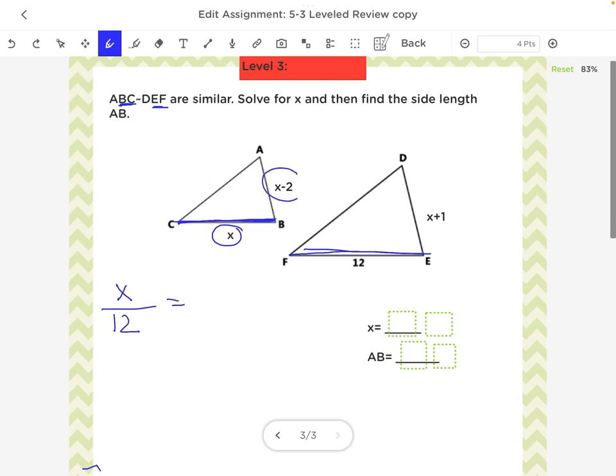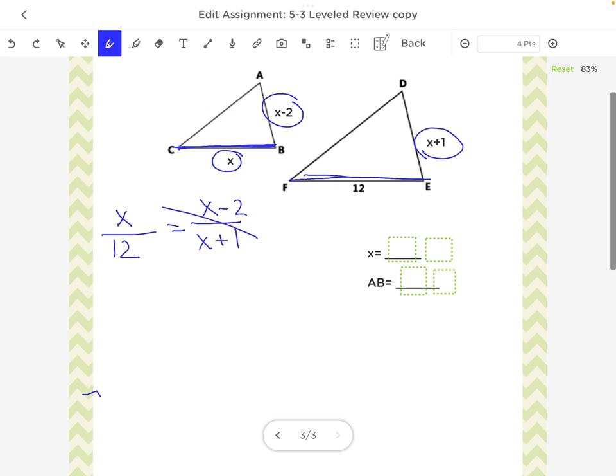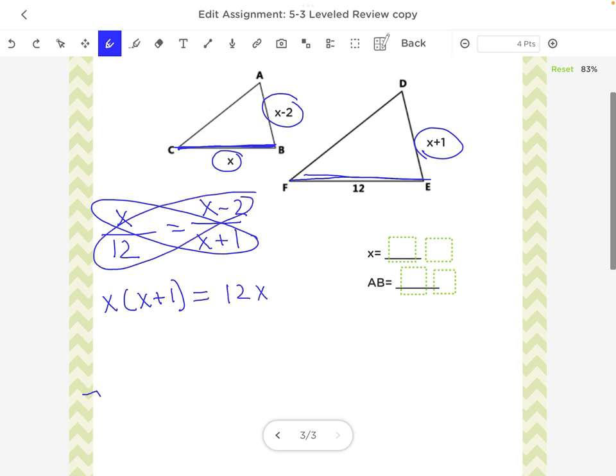Then go back to the smaller triangle since I started with that. So I need the x minus 2 here. And then the only thing left there is x plus 1. Okay, we're going to cross multiply. So on one side I have x, parentheses x plus 1, equals. On the other side we have 12x, parentheses x minus 2.